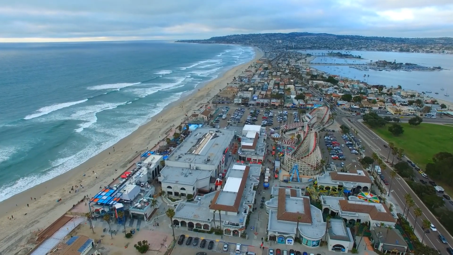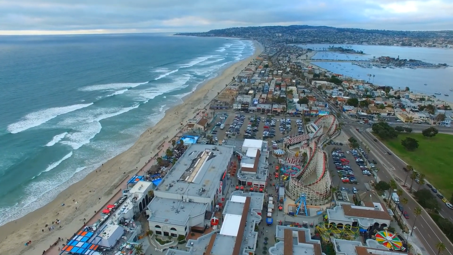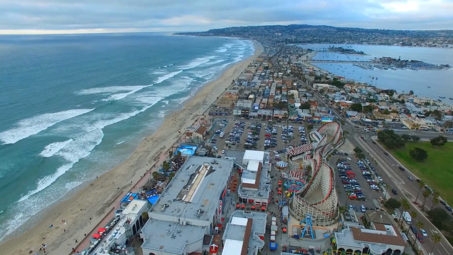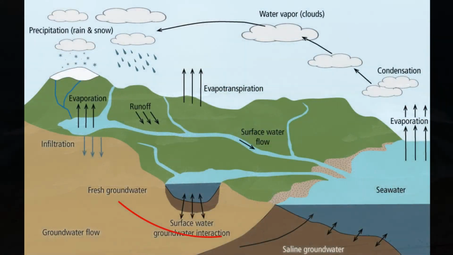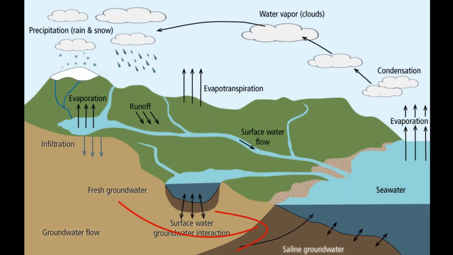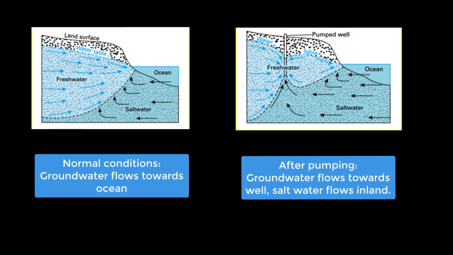A third, much more site-specific effect of groundwater overdraft is saltwater intrusion. In coastal areas, fresh water gets discharged towards the coast, and this prevents the landward encroachment of saline groundwater. If this balance is upset by too much water being removed from the aquifer due to pumping, then saline groundwater can migrate landward, and this is called saltwater intrusion.